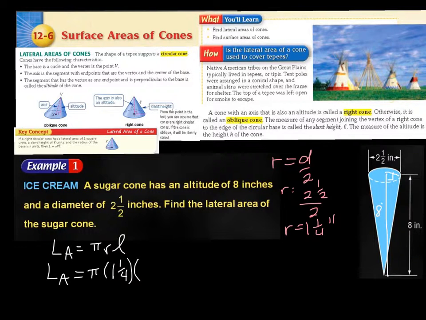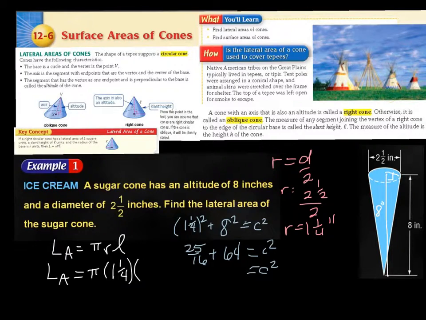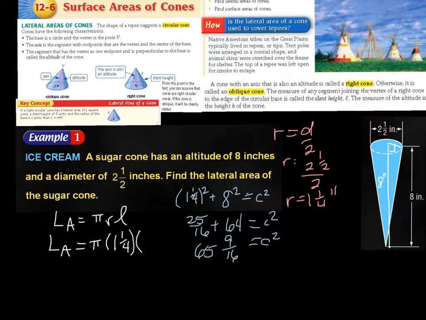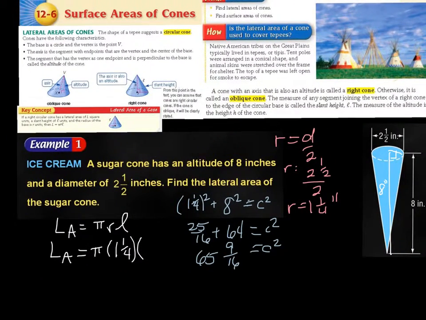So that's one leg of a right triangle, and we know the other leg is 1.25, so we can use the Pythagorean theorem. So 5/4 squared, if we had that written as an improper fraction, would be 25/16 plus 8 squared is 64 equals c squared. So c squared equals 65 and 9/16. But when I go to take the square root of that, I'm going to have to round.